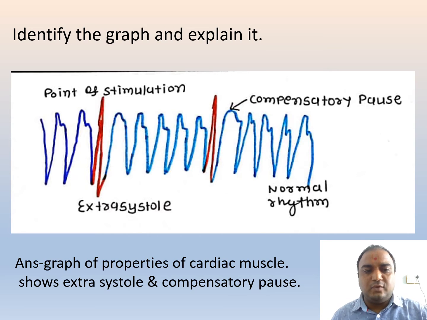So this is a graph of the property of the cardiac muscle. We can see the extrasystole, followed by a pause before the normal cardiac rhythm. You can see the compensatory pause over here after the extrasystole, then the normal cardiogram.